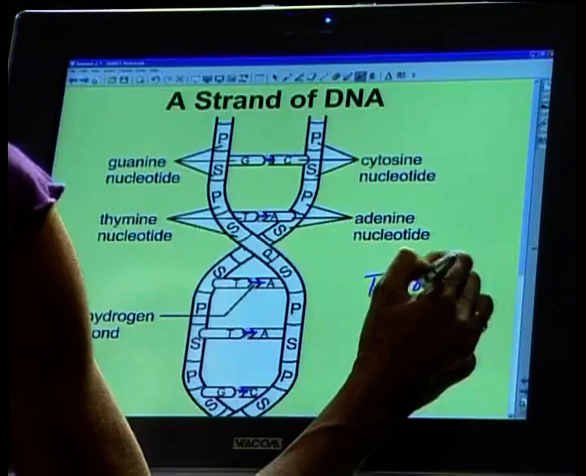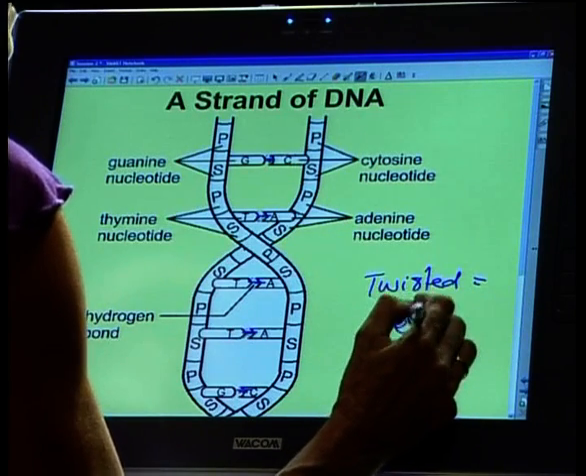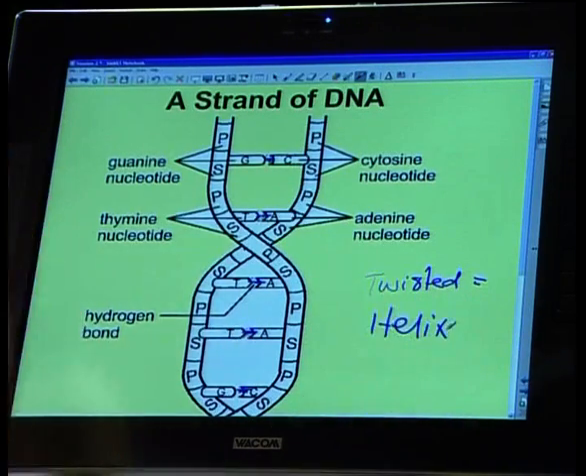Now look, what does it do? It's a double strand of nucleic acids. Okay, so it's a double strand. And it is twisted. We call the twisting, we say it is a helix. Helix means to twist. Okay, people, now we're looking at DNA replication.